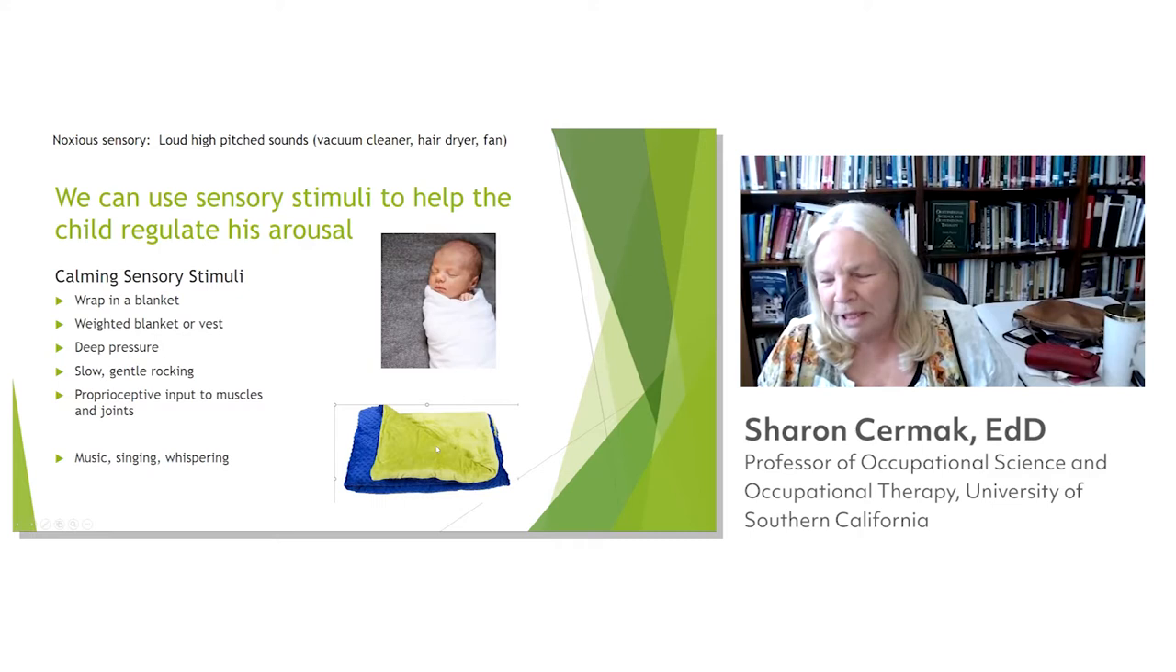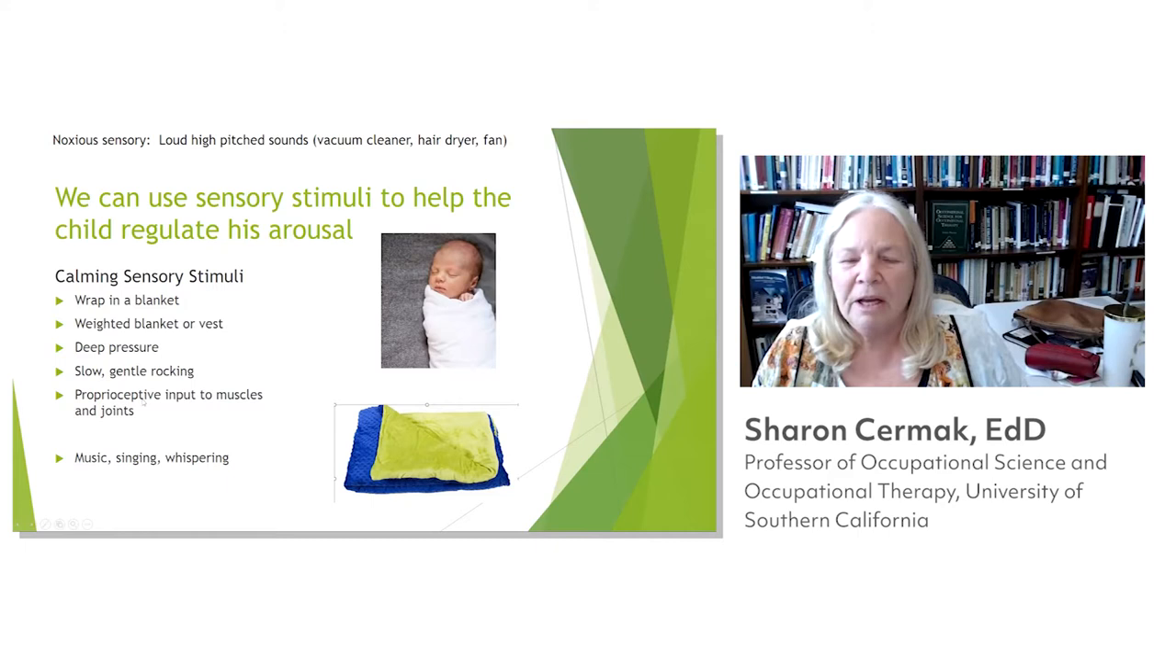Other stimuli that we know are also calming and organizing might include slow, gentle rocking and proprioceptive input to muscles and joints. So something like a child jumping on a trampoline, while it seems like it would be exciting, which it is, it's also very organizing. Other things like music, singing, and whispering are all things that can be used to help a child regulate their arousal.